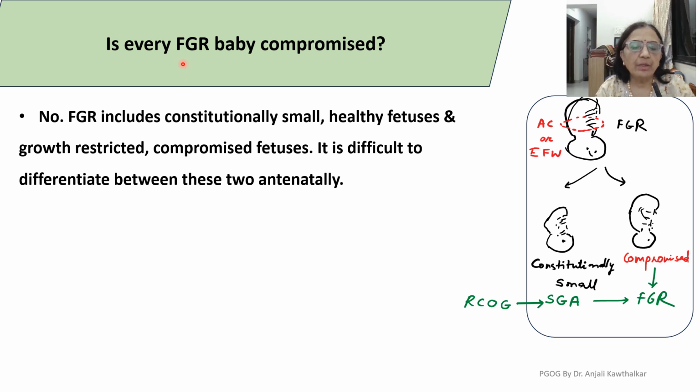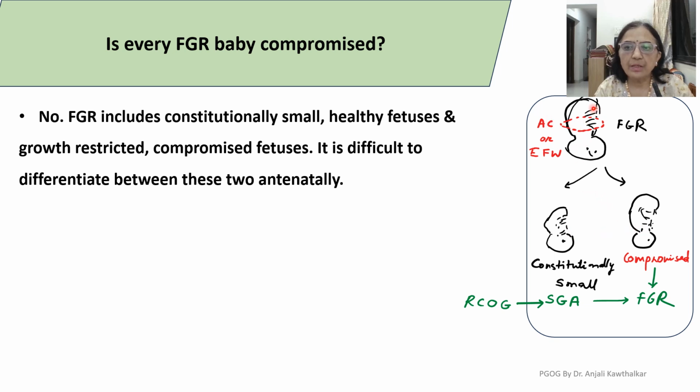So in every diagnosed pregnancy with fetal growth restriction, is every baby compromised? It is not like that. FGR includes constitutionally small healthy fetuses as well as growth-restricted compromised fetuses, and the important concept is that it is difficult to differentiate between these two antenatally. There are certain indications: if the Doppler is abnormal, we consider that there must be a compromised baby, but it is still not always possible to differentiate whether the baby is constitutionally small or compromised.